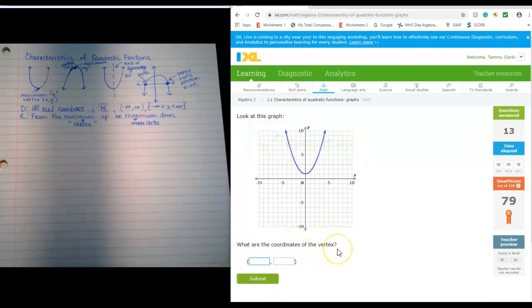What are the coordinates of the vertex? Well, remember the vertex is, in this case, the minimum, but the vertex has to include the x and the y. So we didn't move left or right, so our x is at 0, and we did shift the quadratic up 1, so our y coordinate would be 1.